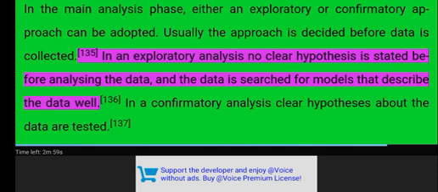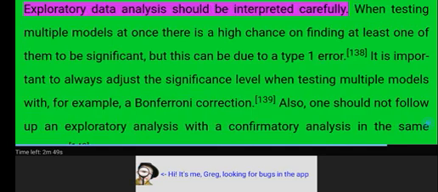135. In an exploratory analysis, no clear hypothesis is stated before analyzing the data, and the data is searched for models that describe the data well. 136. In a confirmatory analysis, clear hypotheses about the data are tested. 137. Exploratory data analysis should be interpreted carefully.